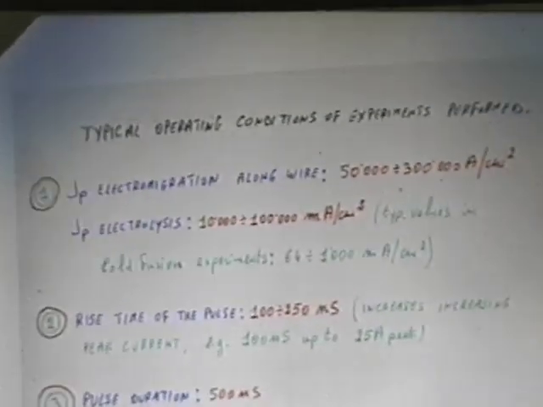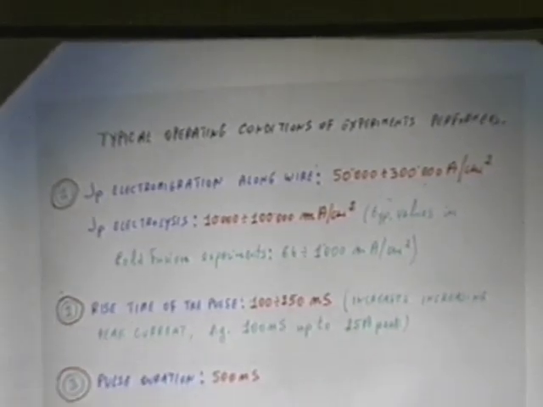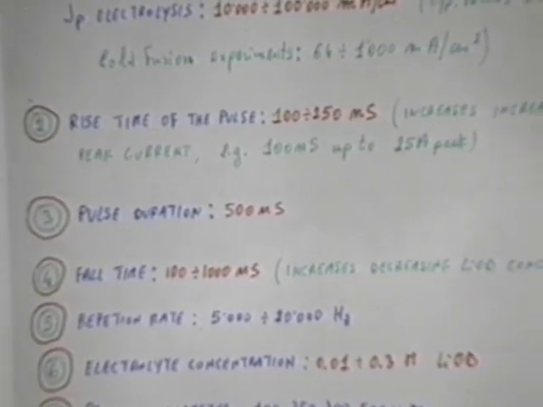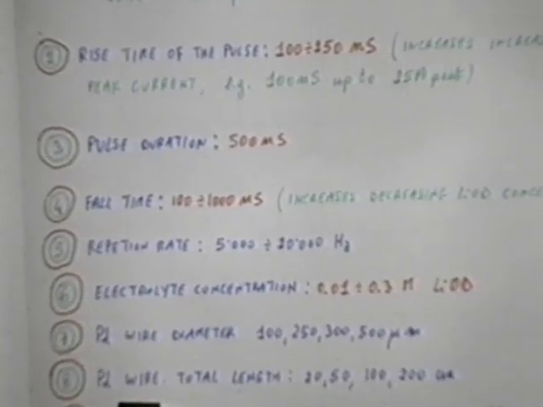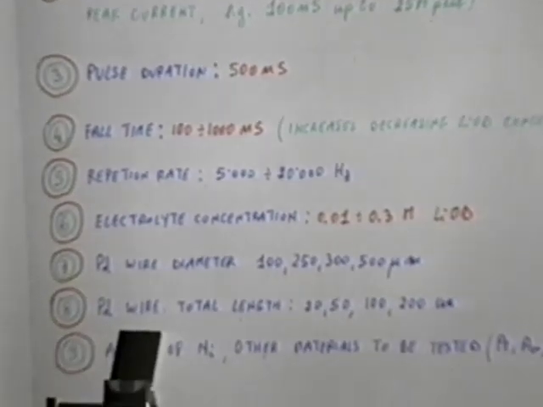We made several experiments. The longitudinal current density is between 50,000 and 300,000 ampere per square centimeter. The electrolysis current density of the site is typically from 10 up to 100 ampere per square centimeter, between 10 and 100 times larger than the usual current used. Rise time of the order of 100 nanosecond, pulse duration around 300 nanosecond, fall time between 100 and 1,000 nanosecond, ignition rate between 5 and 20 kilohertz.